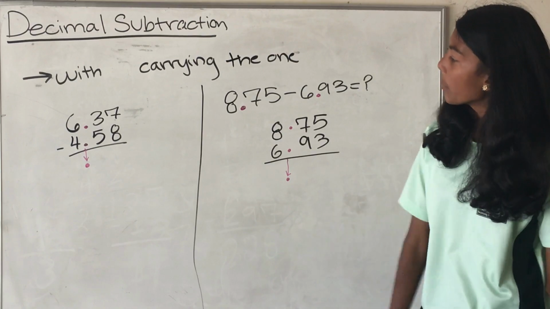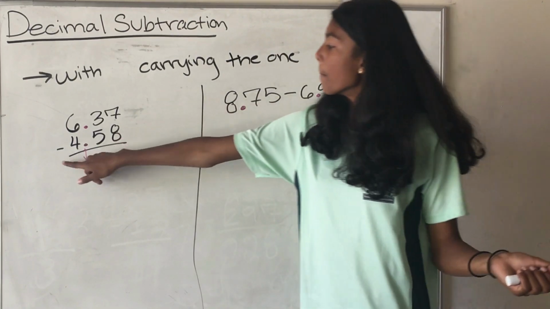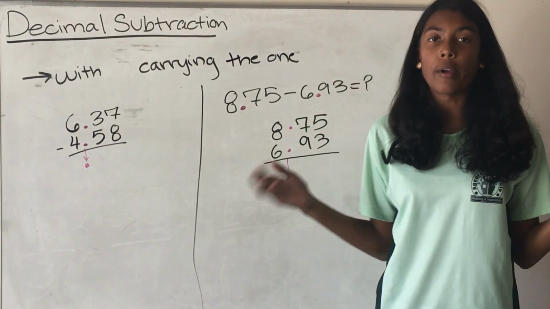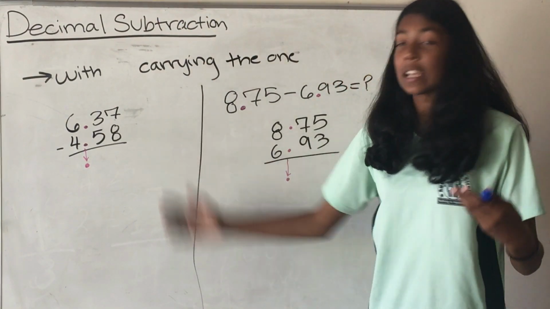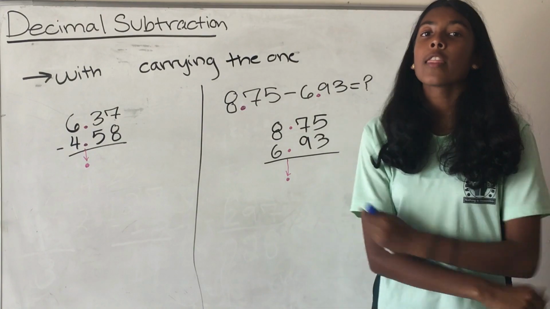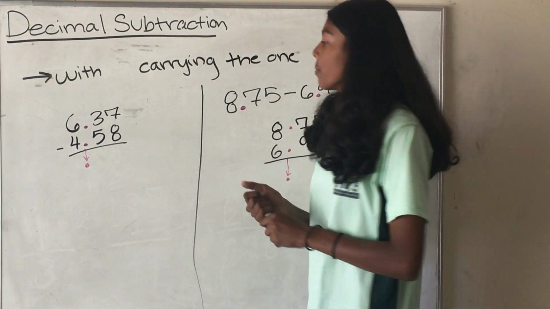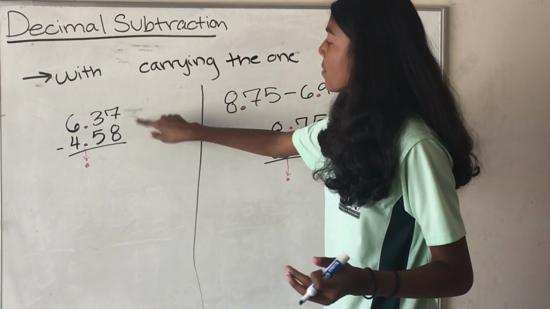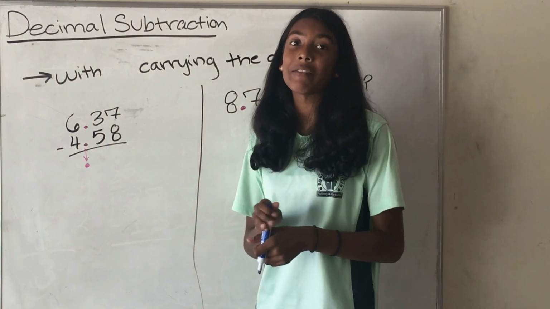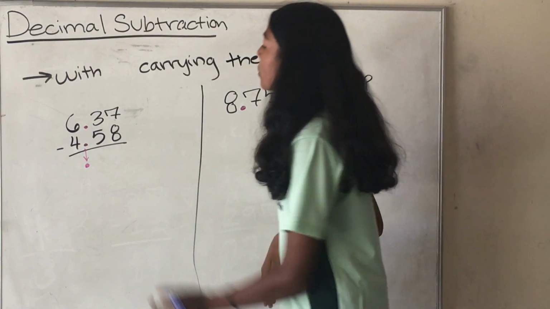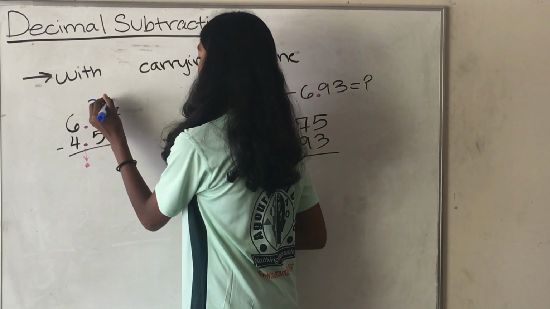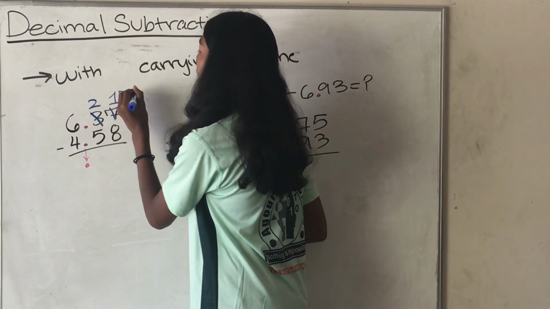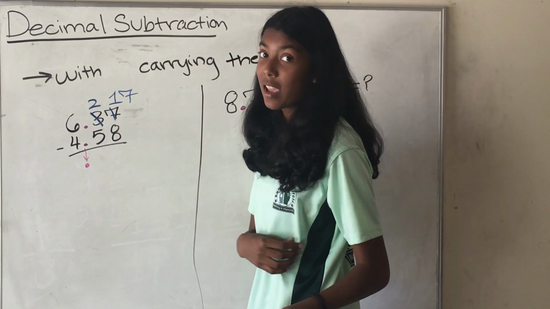So we have two examples, 6.37 minus 4.58. They already have it written in vertical notation for us, so that's good. Let's start from the right. 7 minus 8, we can't do that. 7 is less than 8. So we're going to take this 3, cross it off, make it a 2, and make this 7 a 17. Now we can do 17 minus 8, which is 9.